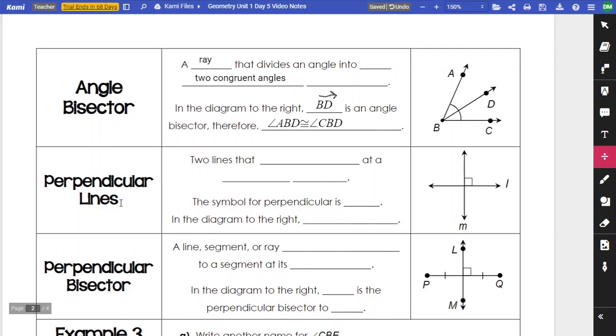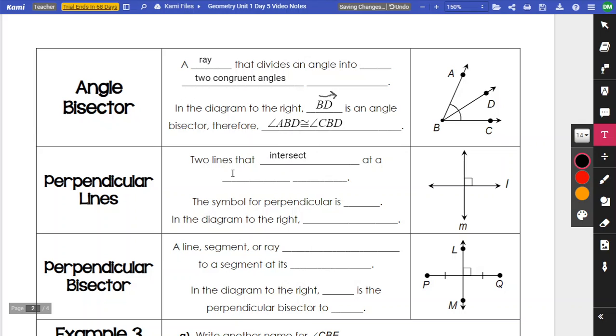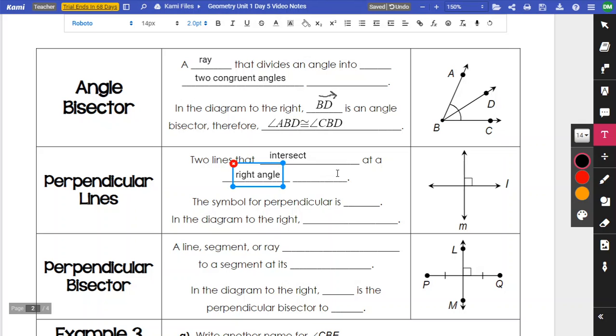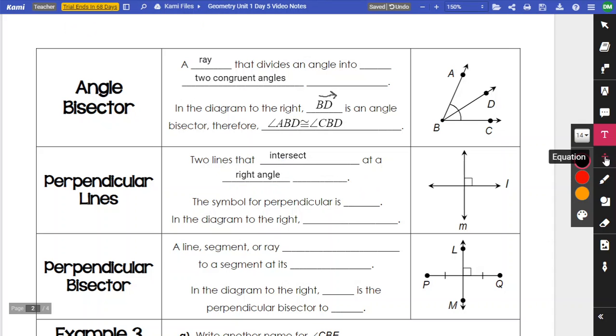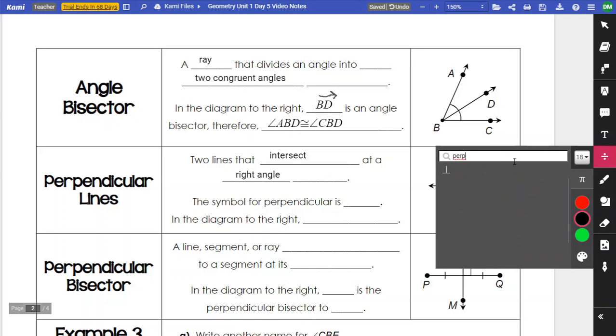All right, we can have perpendicular lines. You've probably seen this before somewhere along the way. So perpendicular lines are two lines that intersect. That means that they cross, essentially. They're not parallel, at a right angle. So the symbol for perpendicular is hopefully in here. It should be. So if I type perp, the symbol for perpendicular is this guy right here. Just looks like two segments meeting at a right angle.